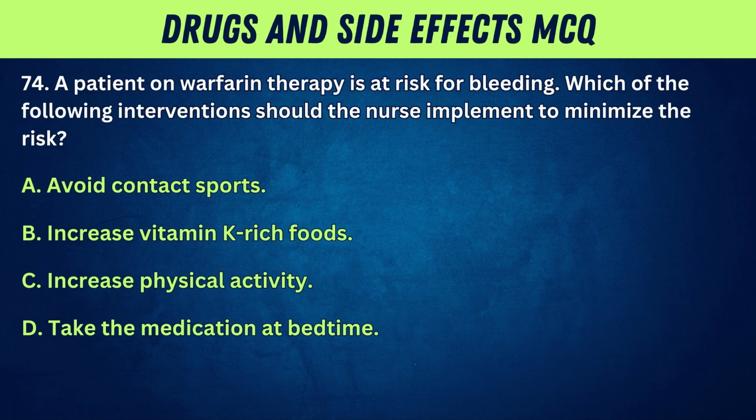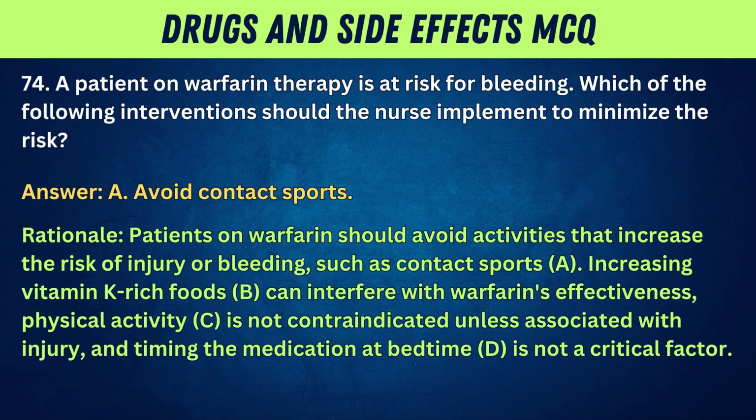74. A patient on warfarin therapy is at risk for bleeding. Which of the following interventions should the nurse implement to minimize the risk? A. Avoid contact sports. B. Increase vitamin K-rich foods. C. Increase physical activity. D. Take the medication at bedtime. Answer: A. Avoid contact sports.